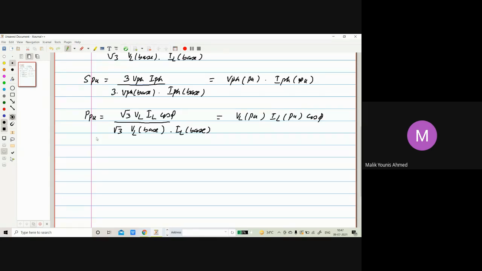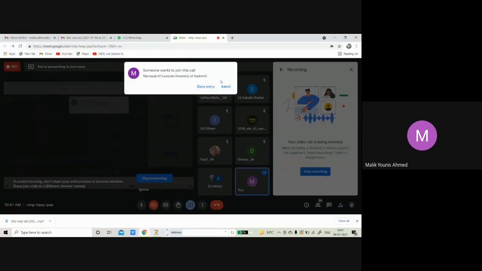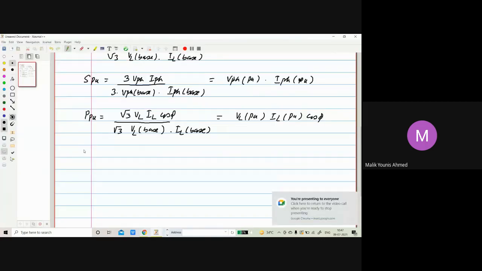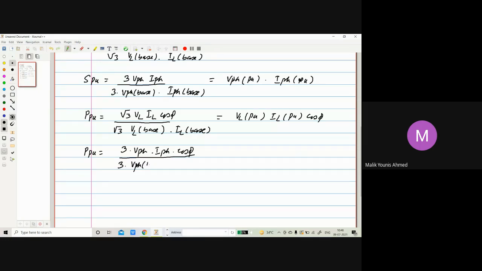Now let's find the value of the real power in terms of phase values. So for phase values, real power will be 3 V phase I phase cos of phi, divided by the base, which will be 3 V phase base into I phase base.